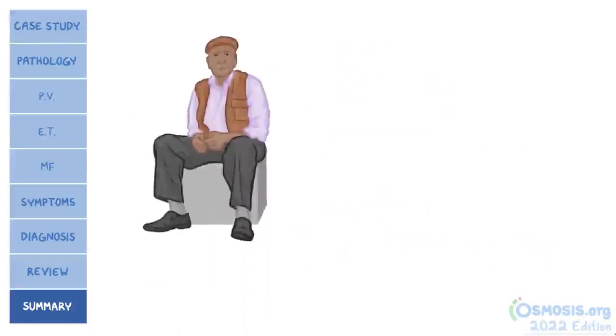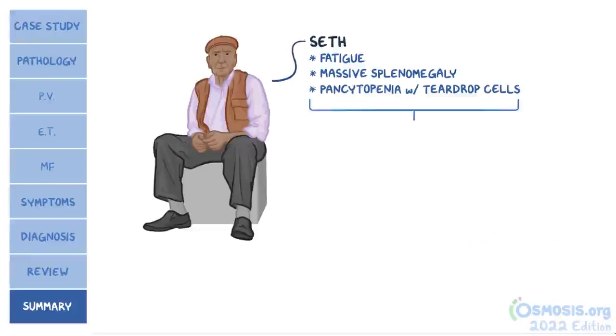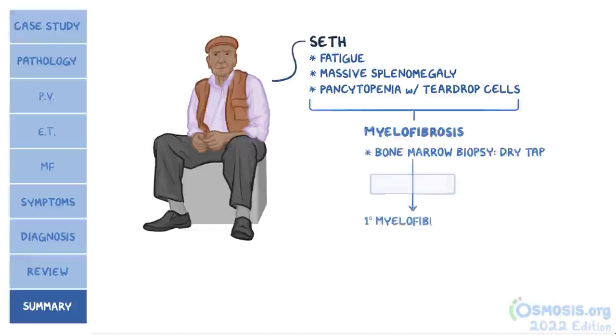Now, due to his symptoms of fatigue, massive splenomegaly, and pancytopenia with teardrop cells on the peripheral blood smear, Seth most likely has myelofibrosis. Bone marrow biopsy will be a dry tap, and to diagnose primary myelofibrosis, secondary causes had to have been excluded.